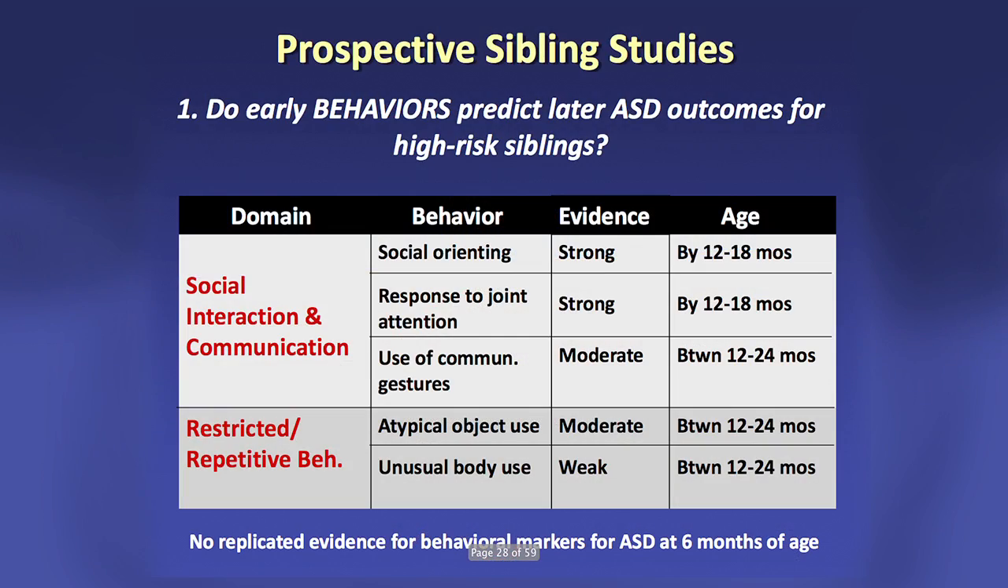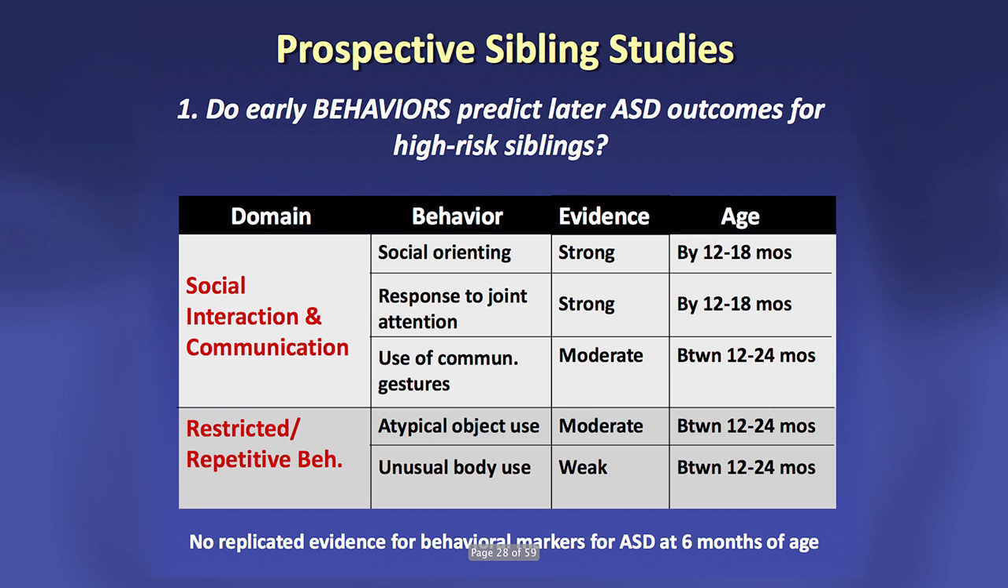Another is, do early behaviors predict later diagnosis? Because we need to know what to look for. It turns out we do have some information about this. In the social interaction and communication category, there's strong evidence for differences in social orienting and response to joint attention by 12 to 18 months. Use of communicative gestures, there's less strong evidence. And in restricted and repetitive behaviors, the evidence is not as strong.